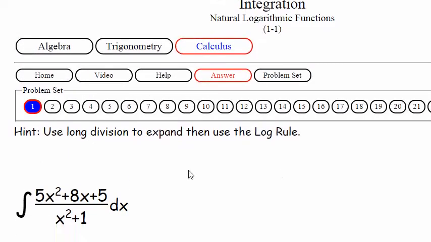All right. So I kind of help you out here. Use long division to expand, then use the log rule. But remember, we do have to use substitution too.